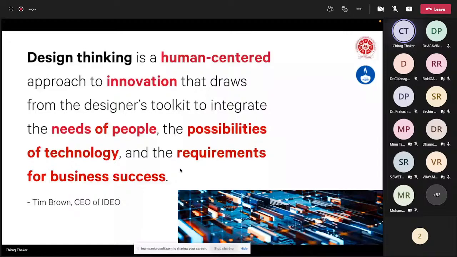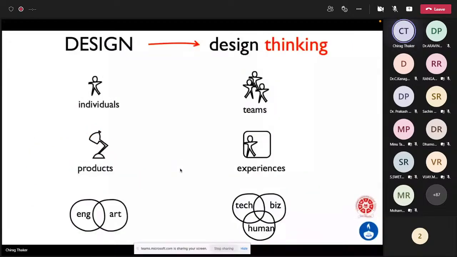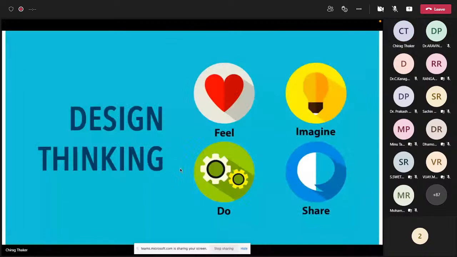So, there is a difference between design and design thinking. Design is all about individuals, but design thinking has a lot to do with teams. Design is about creating and developing products, rolling out products. Design thinking is all about experiences. Design is a very good cross section of engineering and art, liberal arts, creative arts, and the engineering paradigms. But design thinking is all about the human aspects, technology, and business. So, design thinking is all about feel, imagine, do, and share.